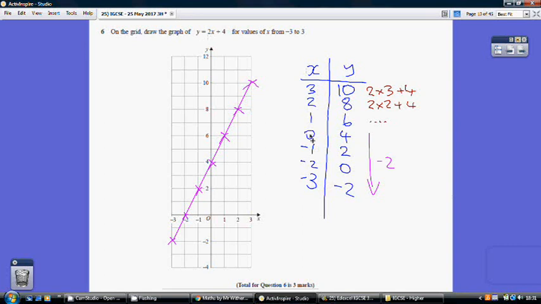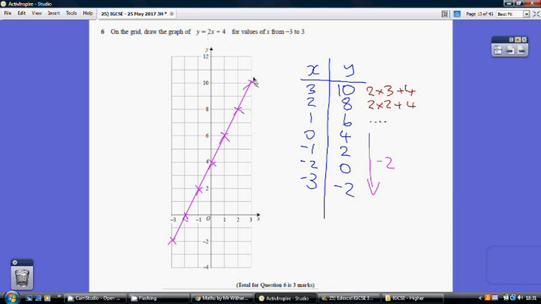So for example, when x is 0, 2 lots of 0 is 0, 0 add 4 is 4. So when x is 0, y is 4. When x is 1, 2 lots of 1 is 2, 2 add 4 is 6. So when x is 1, y is 6. So you only need to do a couple to be sure, but I would do 2 or 3, 3 or 4 to be safe. But I wouldn't worry about doing the negative ones, just in case you make a mistake. Just stick to the easy positive ones and just plot those 2 or 3 coordinates.